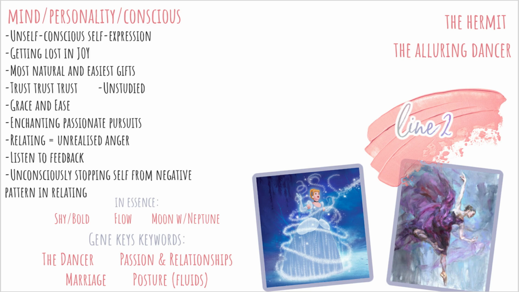So if I were to associate the second line in the mind or the personality with a gene key, it would feel to me like a gene key 22 or gene key 10 kind of vibe. So gene key 22 is going from dishonor to graciousness to grace, and gene key 10 is going from self-obsession to naturalness to being.